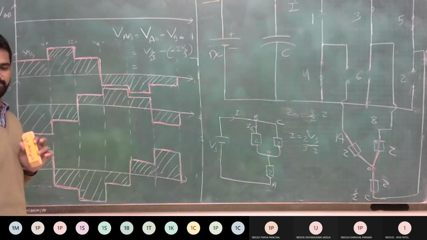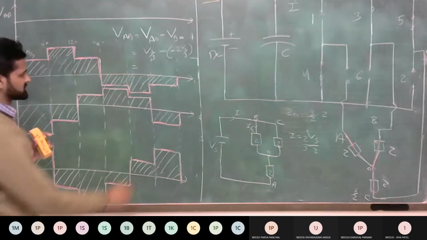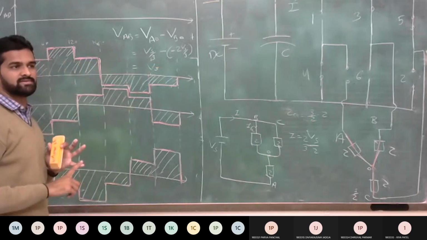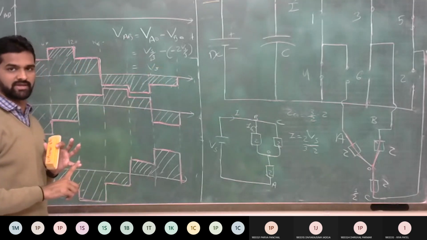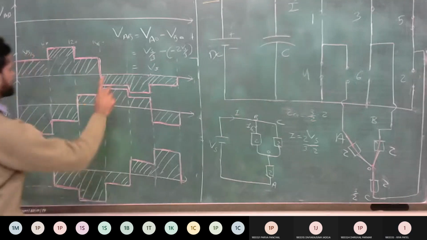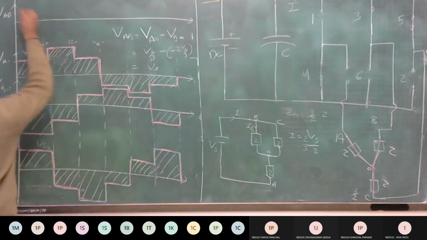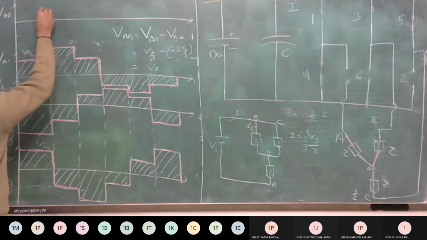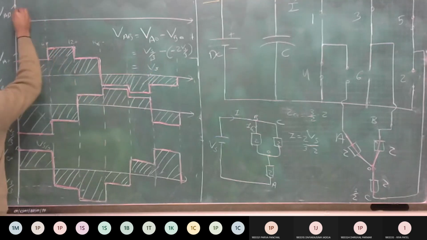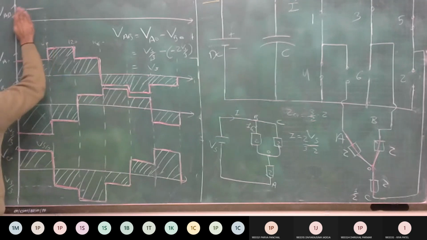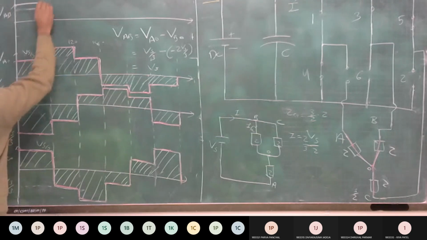It is Vs. In which interval? First interval, 0 to 60 degree. In the 60-degree interval, the value of VAB is how much? Vs. So let's draw the waveform for the first interval, 0 to 60 degree. Suppose this is my Vs plus Vs. Clear?